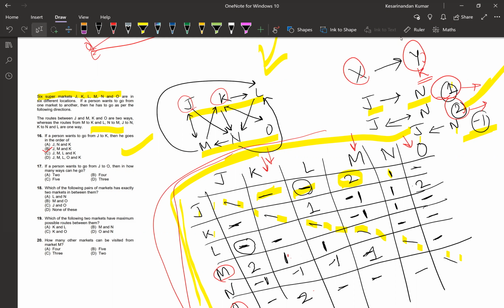Yeah, now try with the corrected ones. Manideep, please try with the corrected ones. Last question.